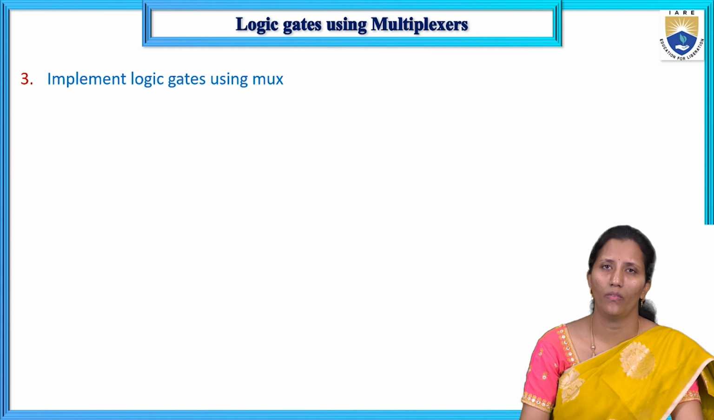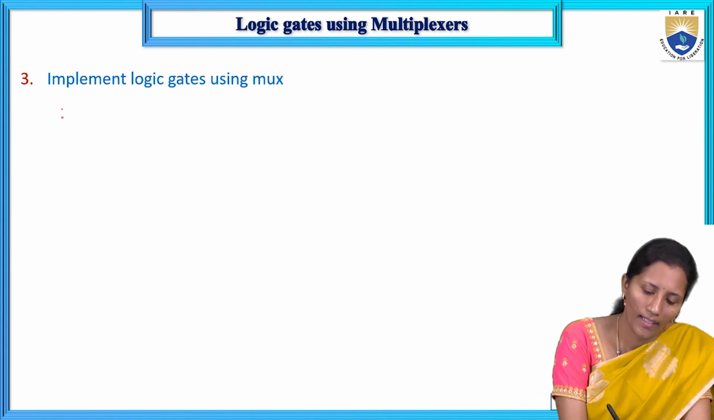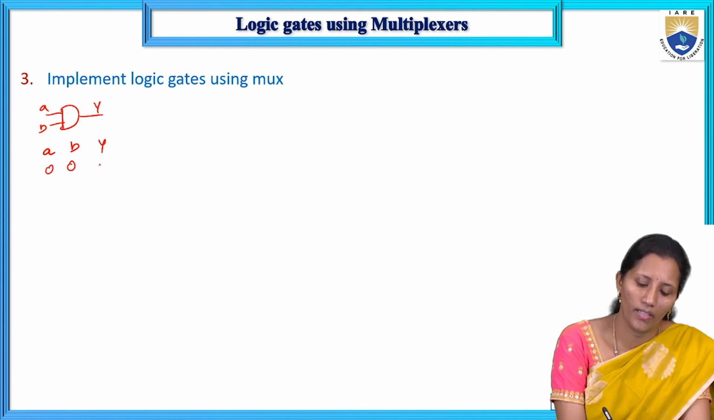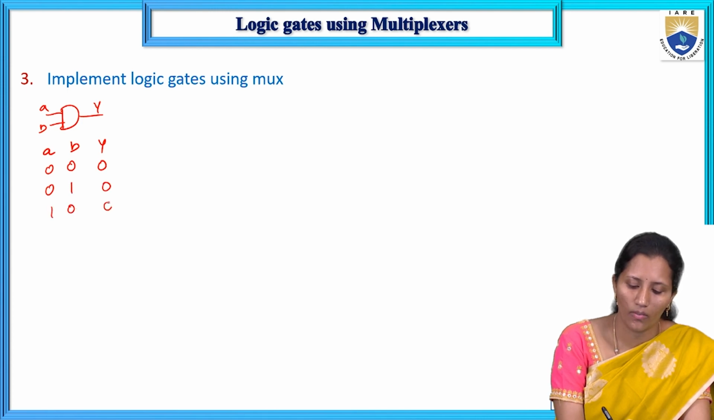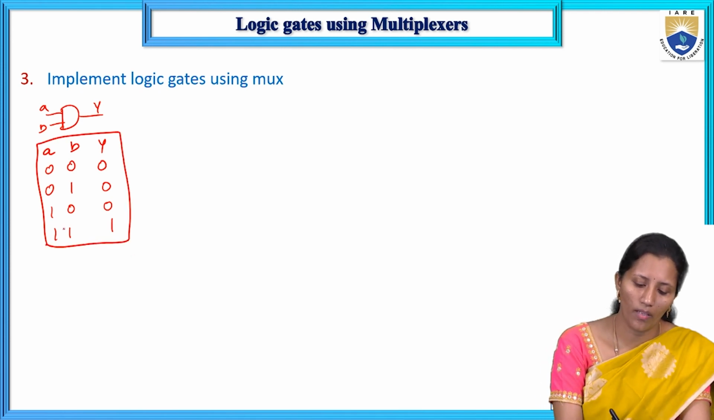Now, implementation of logic gates using a multiplexer. For example, here an AND gate is there. A, B are inputs and Y is the output. If you observe the truth table, A, B, Y, 0, 0, the AND gate function is, if any one of the inputs is 0, the output is 0. So 1, 1, 1. So this is the AND gate. It is 1 for only minterm 3.